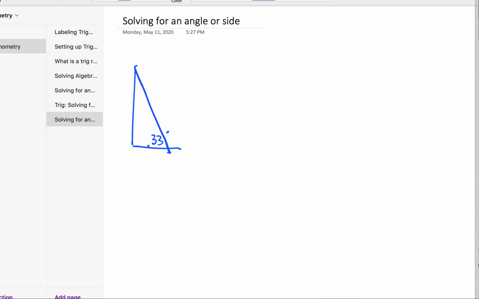So let's pretend that's 33 degrees. We have a right angle. We could put an X here, put 100 here. So the first thing we do is we need to label, and then when we label, we'll have to decide whether we're going to use SOH, CAH, or TOA. Opposite over hypotenuse, adjacent over hypotenuse, or opposite over adjacent.